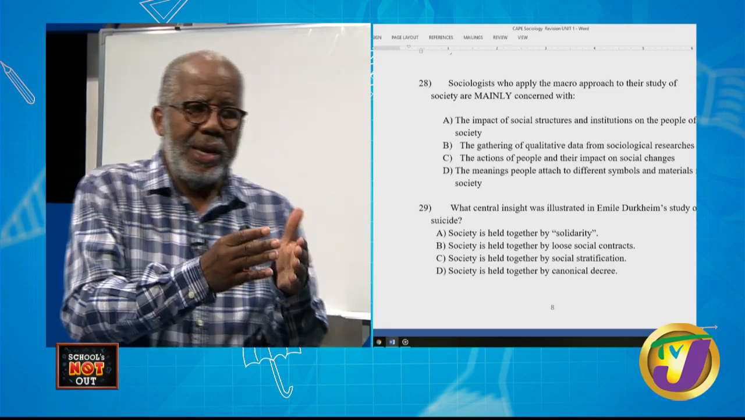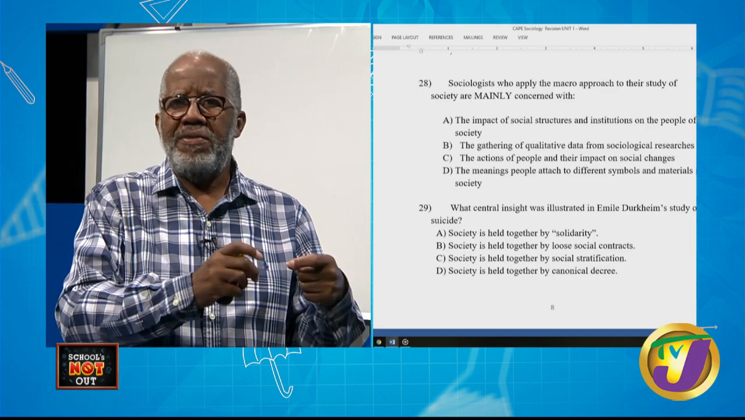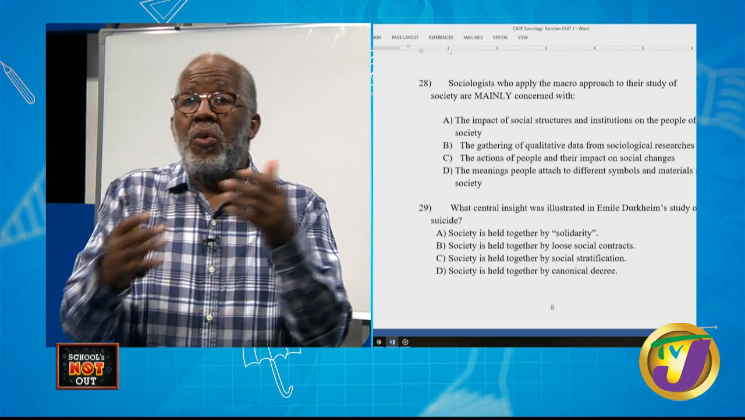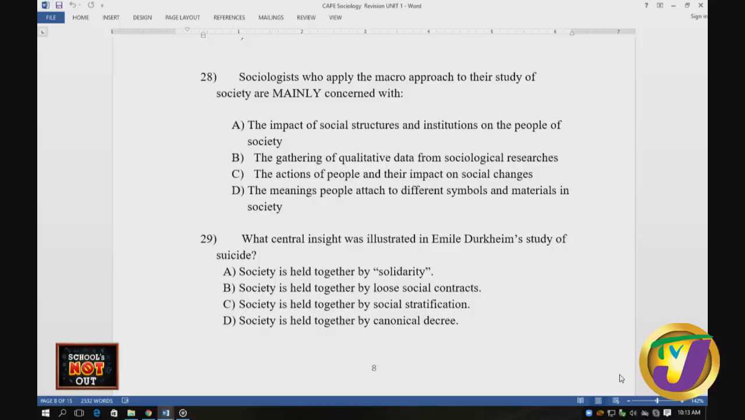So here he took a social phenomenon, but showed how different groups of people would react differently to it. So if you're a married man, you're less likely to commit suicide. Why? You have family to live for. You can't just live for the world, so you have your family to live for. So he showed that these social issues determine who committed suicide and who didn't. So we're asking, what central insight was illustrated in Durkheim's study of suicide? That society is held together by solidarity.